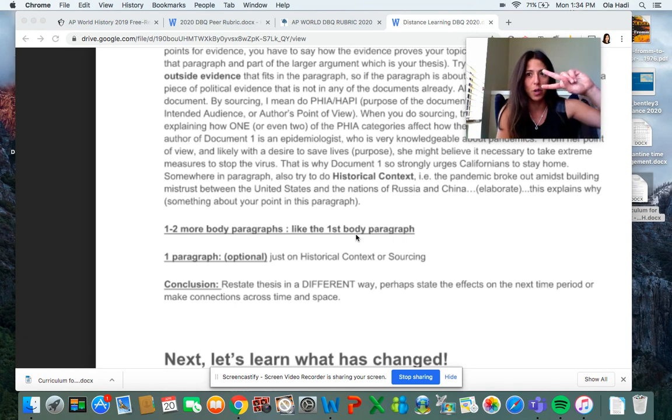So let's say you have 2 causes. Pretend it's a cause and effect essay, and they ask you for 2 causes of World War I. First paragraph might be political causes. Second paragraph might be economic causes. And do the same thing. Put your topic sentence, put evidence, put outside evidence. Do FIA, do historical context, and you're probably going to be fine. And then if you can, do another paragraph. And you might want to do an extra paragraph just on historical context or just on sourcing to try to get those points. When you get to your conclusion, restate your thesis in a different way.